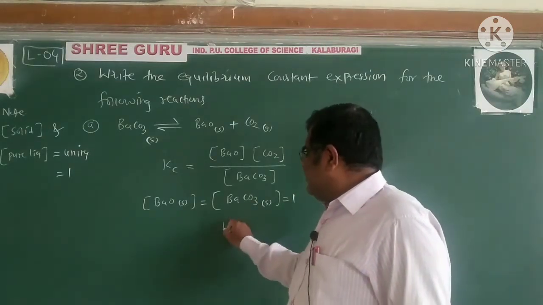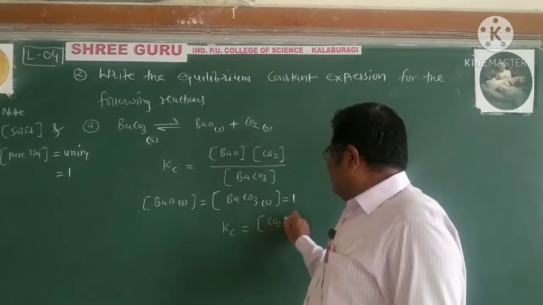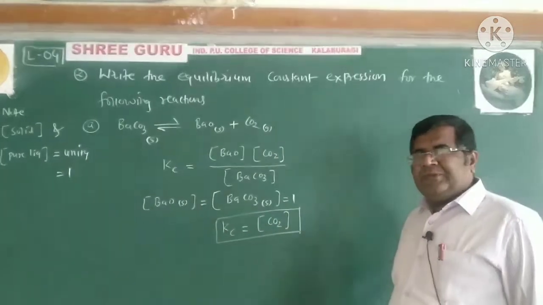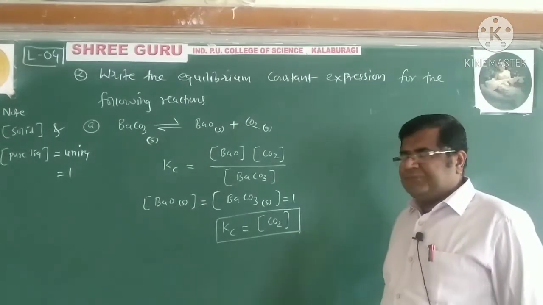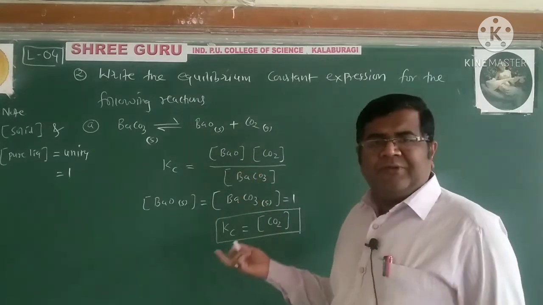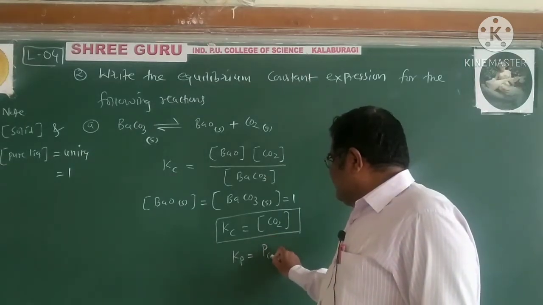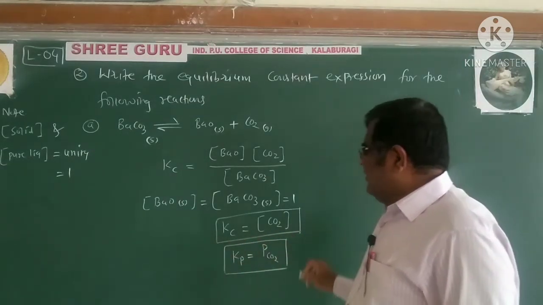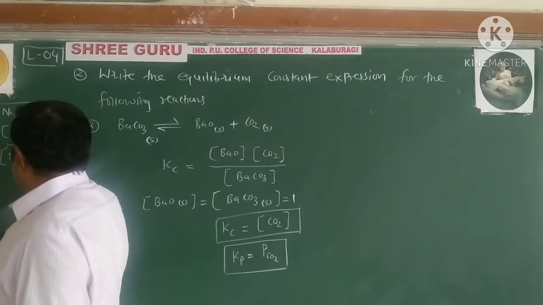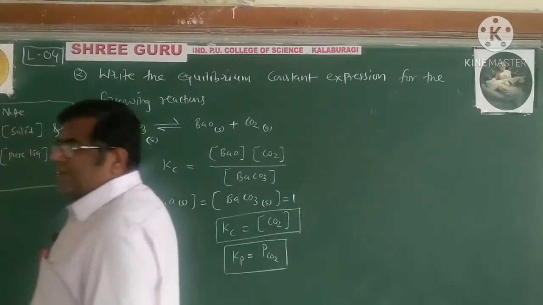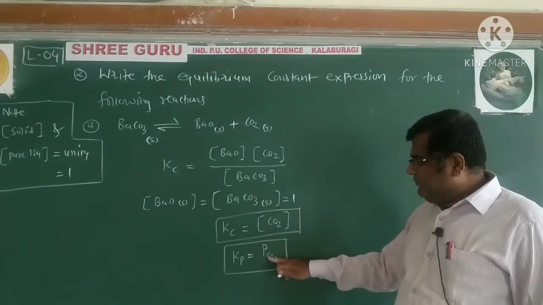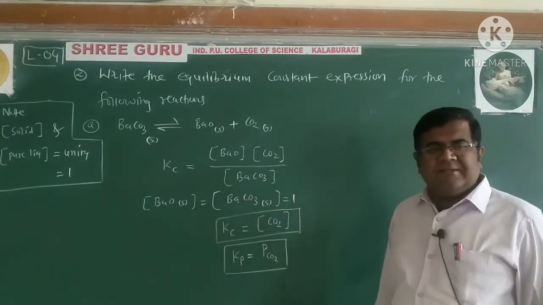So what we have to write? Kc is equal to just molar concentration of CO2. If it is in solid state, there is no need to mention it, and if it is in pure liquid state. What is Kp then? Kp also the same thing. We need not mention the pressure, because solids have very negligible pressure. So it is pressure of CO2 will be the Kp expression. So very important note: if we come across solid substance and pure liquid substance in equilibrium reaction, while writing the equilibrium constant expression, we should ignore their presence because their value is equal to 1.